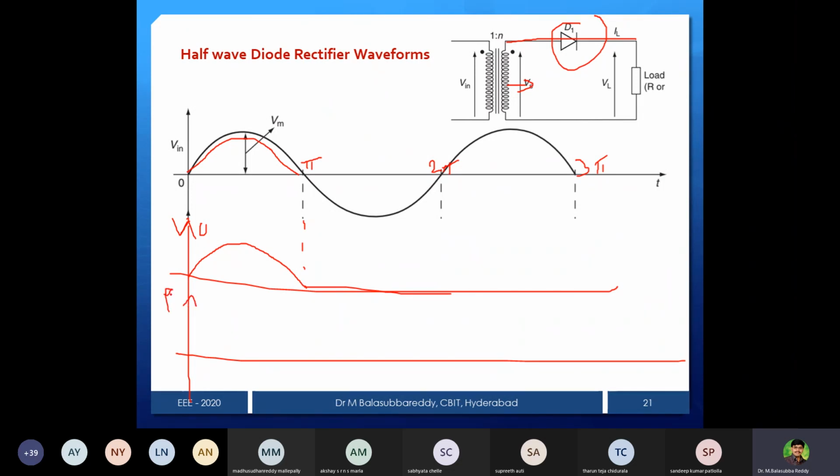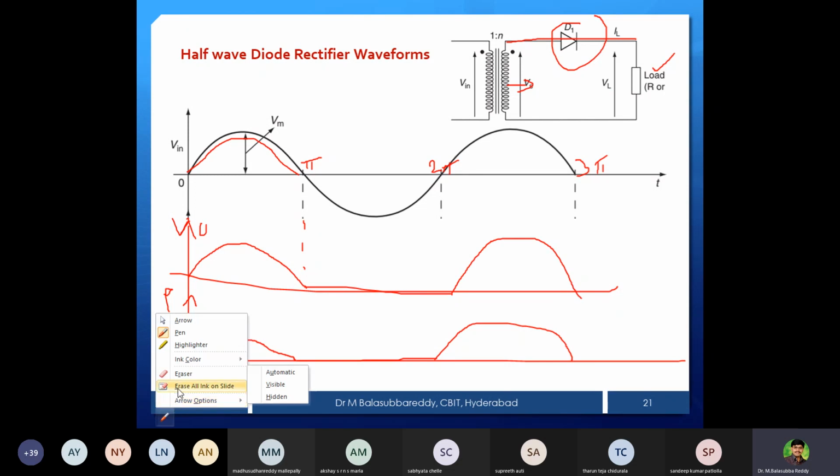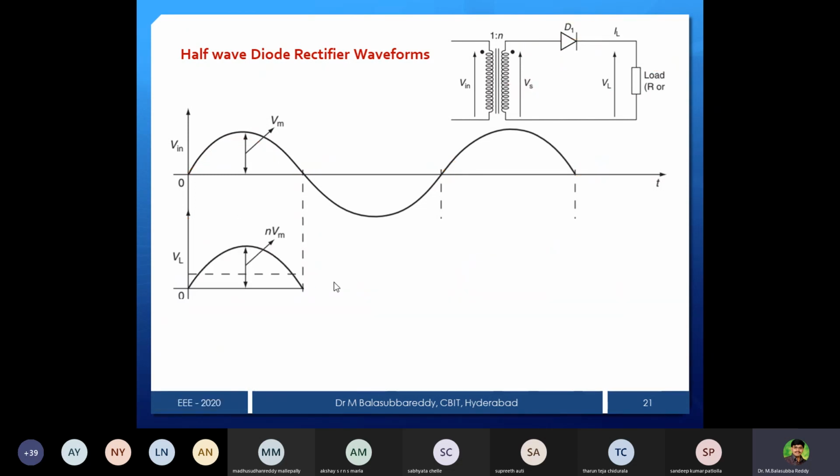So the current waveform is the same as the voltage waveform, but the magnitude will be reduced because of the value in the load. Current I is equal to V by R: whatever voltage we are getting here, divided by the value of the resistor. So the current waveform is also like this. Some magnitude will be reduced, and again it will be 0, and again the positive half cycle. The cycle is going to be repeated. So these are the different waveforms.